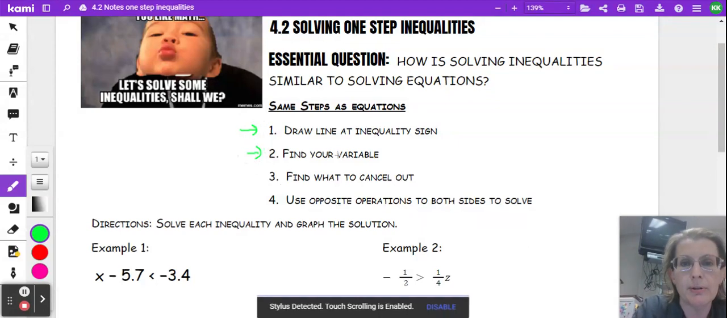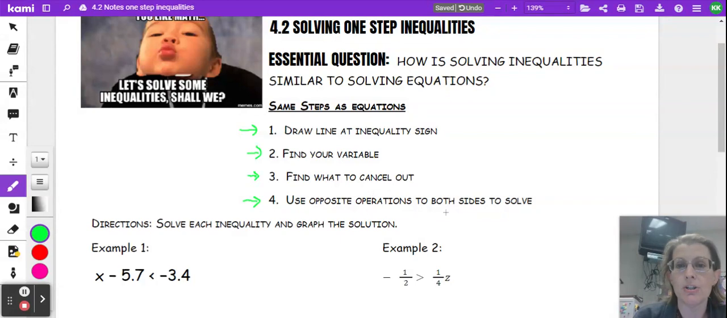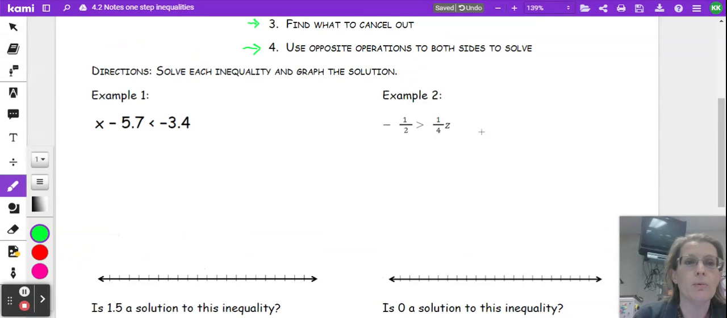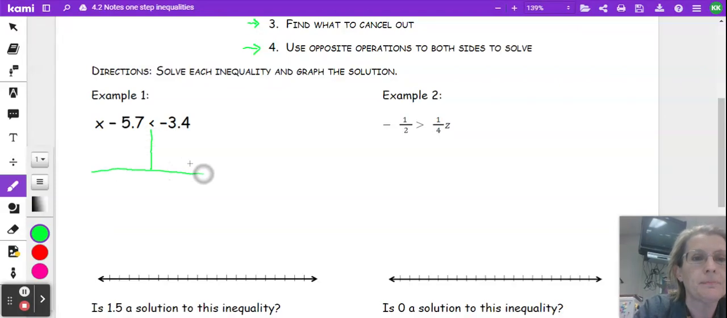Then we would find the variable, look for what numbers are by the variable to cancel out, and then decide what's the operation and what's the opposite that will cancel it out. So if I look at example 1, I have x minus 5.7 is less than negative 3.4. So I draw my line at my inequality sign.